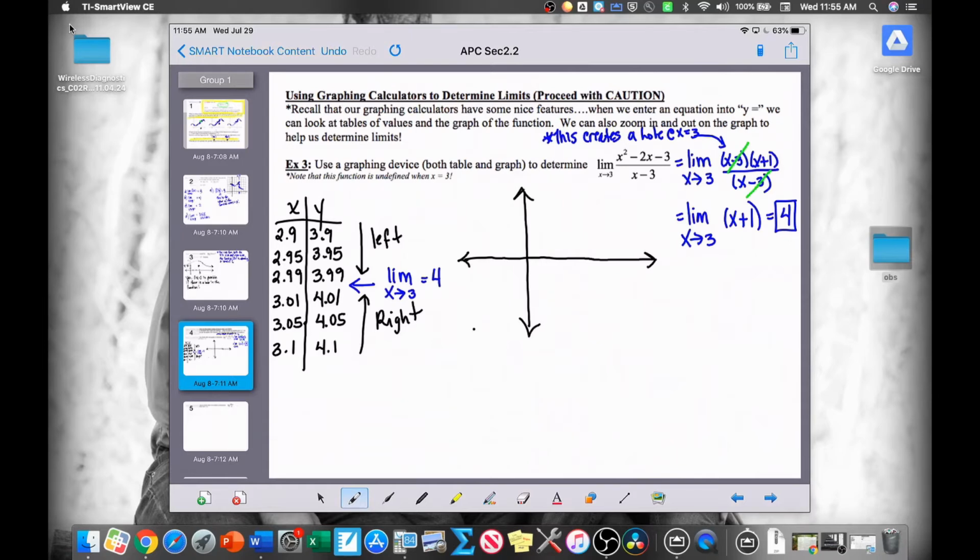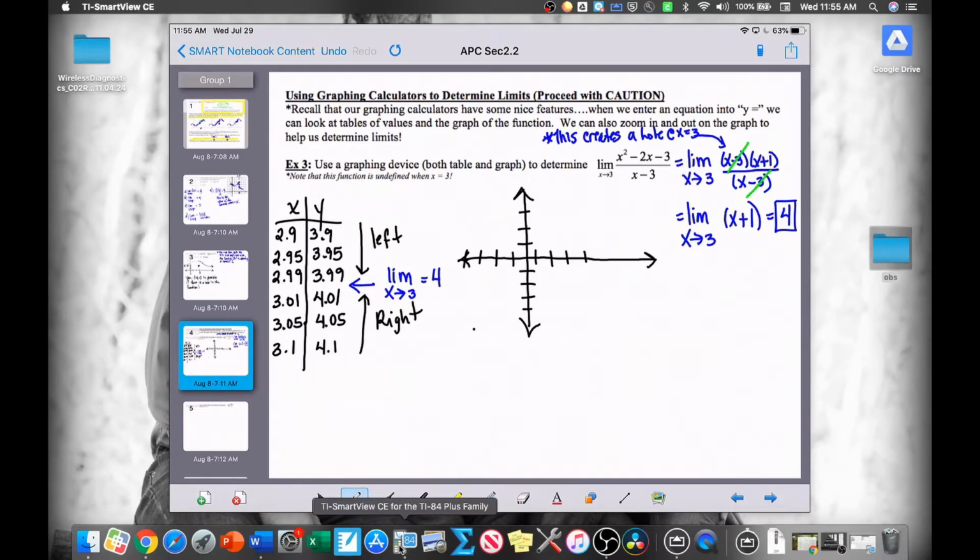Based on the algebra that we just did, we would expect, because the families of x minus 3 cancel out, that this would just be a graph of x plus 1, which is a y equals mx plus b equation. That's going to be linear. It's going to have a slope of 1 and a y-intercept of 1. So let's take a look at the graph, and then we'll sketch it on our paper after we verify that that is true.